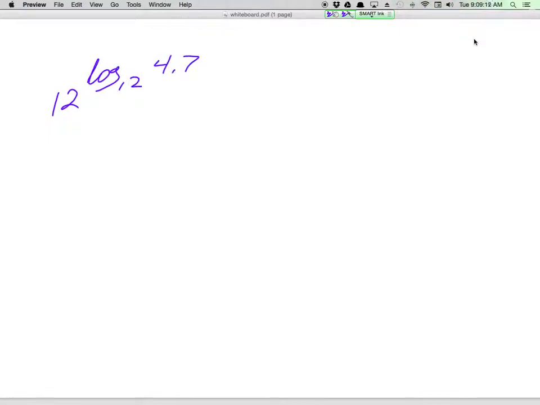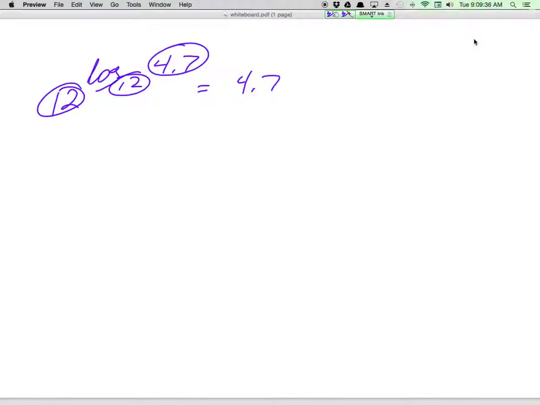Okay, this one is 12 to the power of log base 12 of 4.7. Kendrick, what does this one equal? You don't know? Kurt, what does this one equal? 4.7. Remember, anytime these two match, that's going to be my answer.